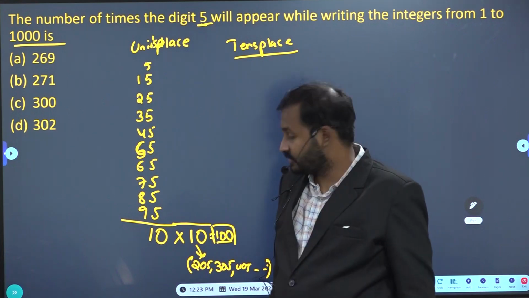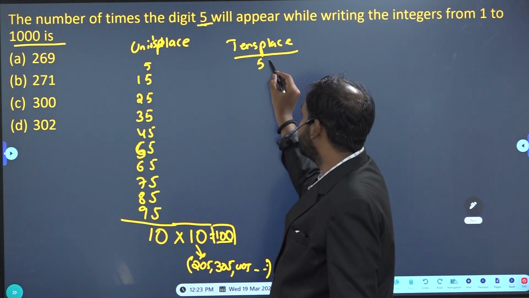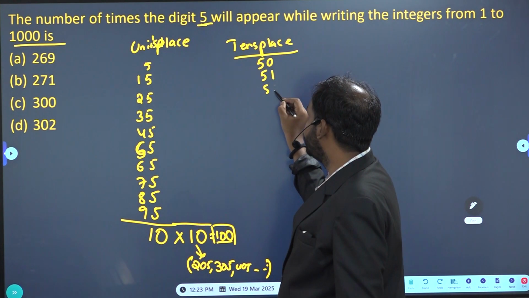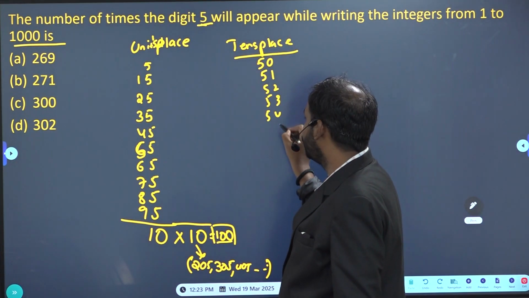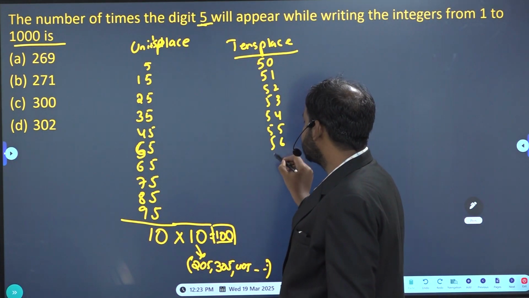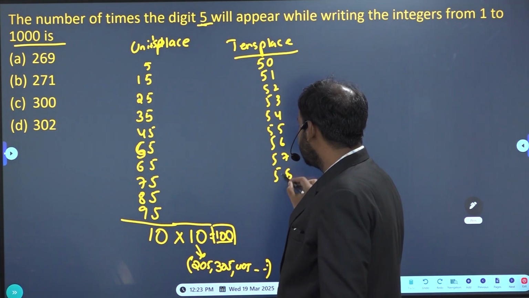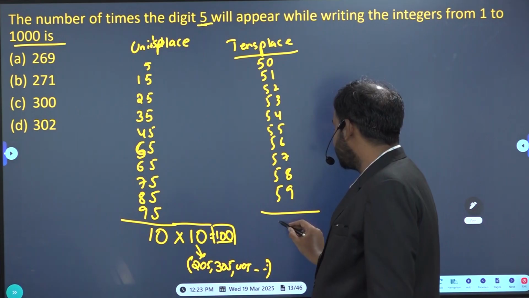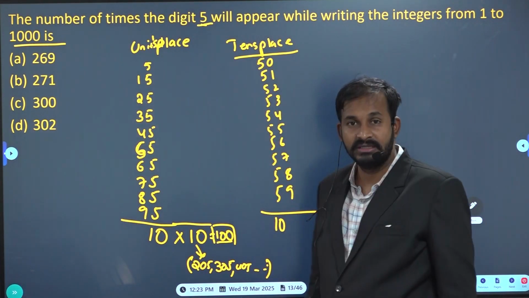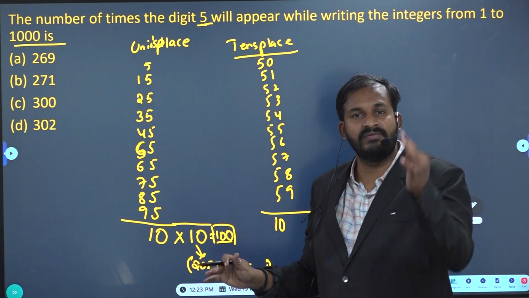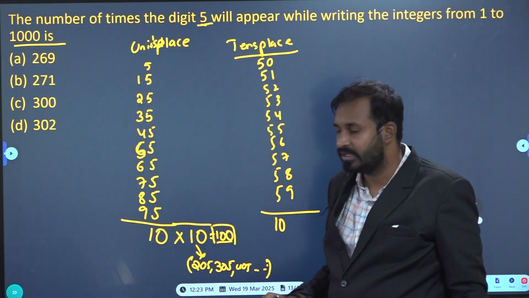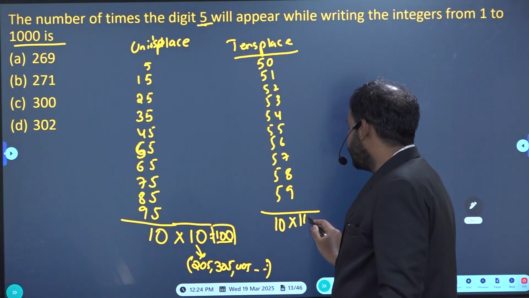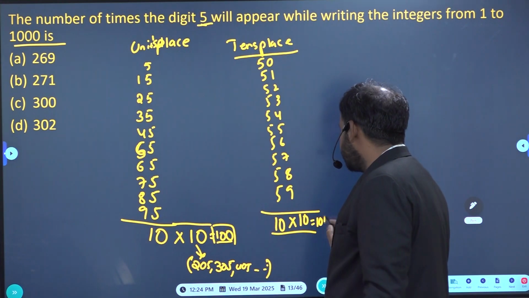Next comes the tens place. How many times will I use it in the tens place? Please observe here: 50, 51, 52, 53, 54, 55, 56, 57, 58, 59. How many times did I use it? 10 times. The same story, right? The same 10 pair will be there in 150, 250, 350, 450, 550. That means this also I will have 10 into 10, so overall 100.